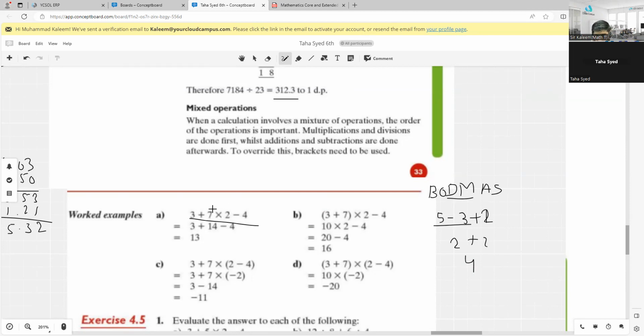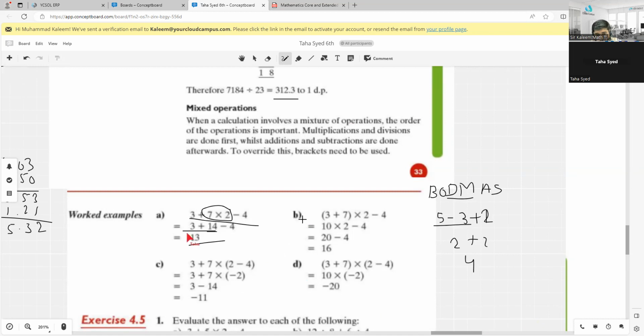Here we don't have a division, so we simply have to multiply first because we have a multiplication. 7 times 2 becomes 14. 3 plus 14 minus 4. After that, what do we have to do? You just have to follow from left to right. 3 plus 14 becomes 17. 17 minus 4 gives you 13. That will be our answer.